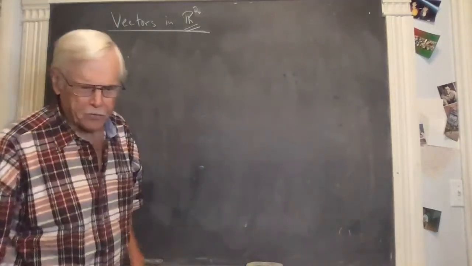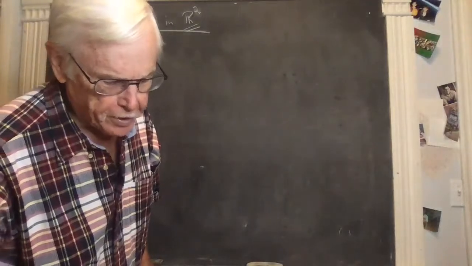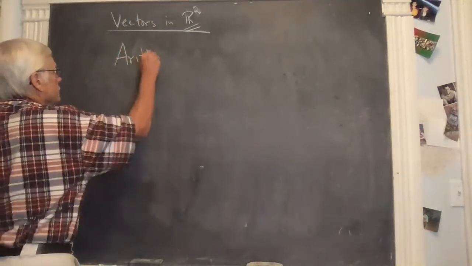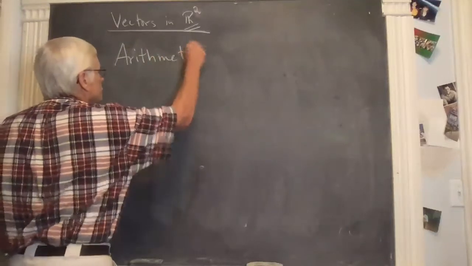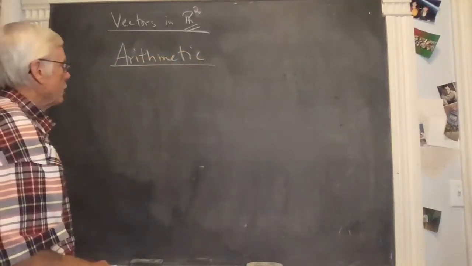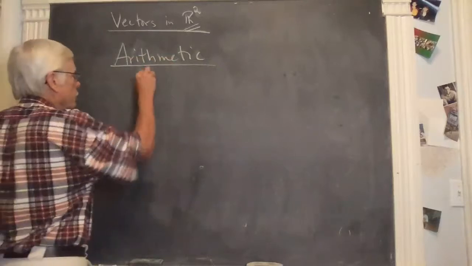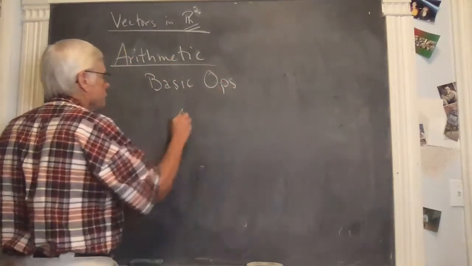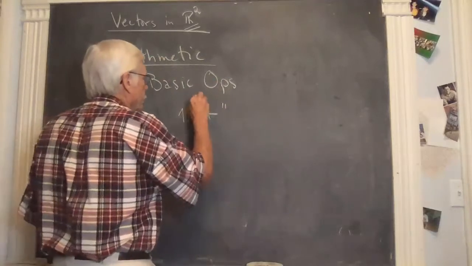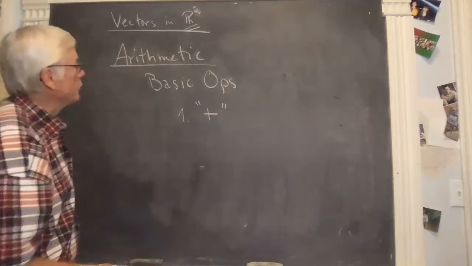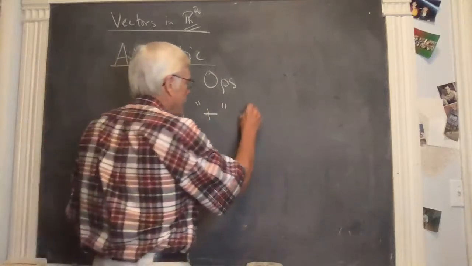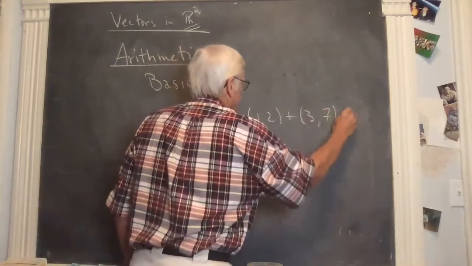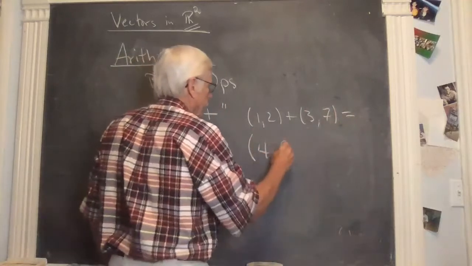Next, I think on my list is the arithmetic, basic operations. So the basic operations, and there are 2 of them. The first one is addition. Any 2 vectors can be added. And if you add 1, 2 to 3, 7, this is equal to the vector 4, 9.